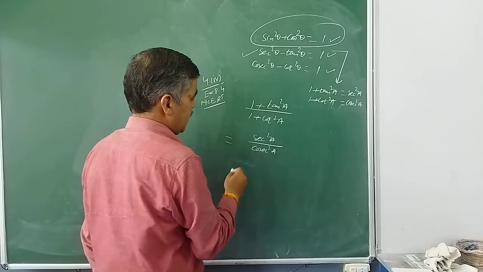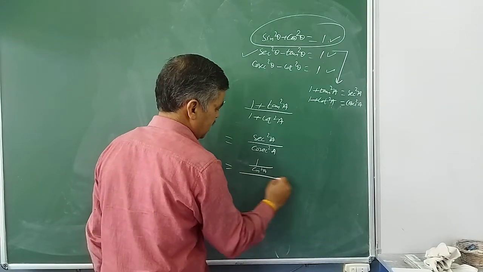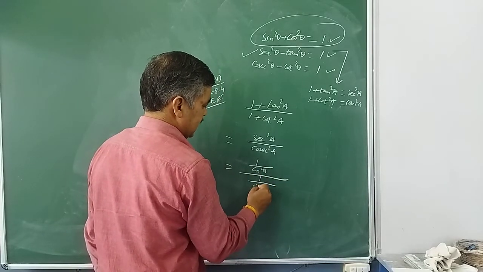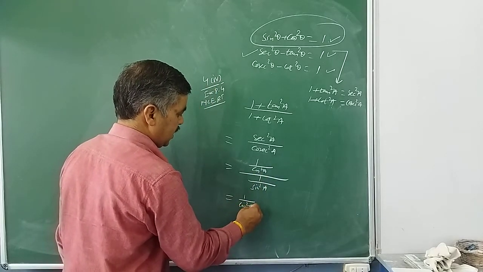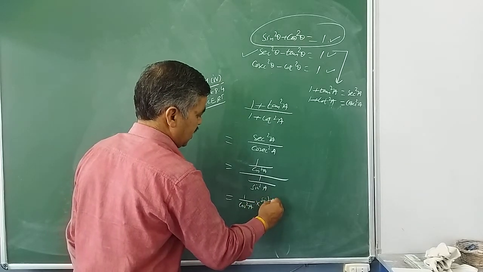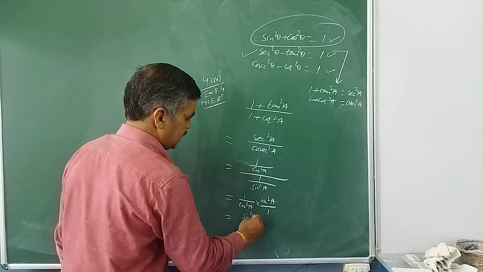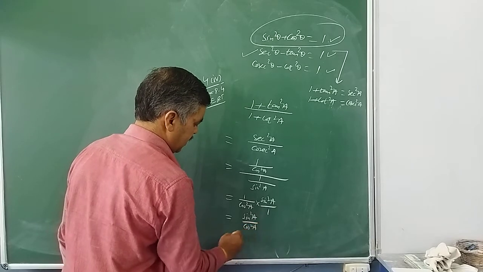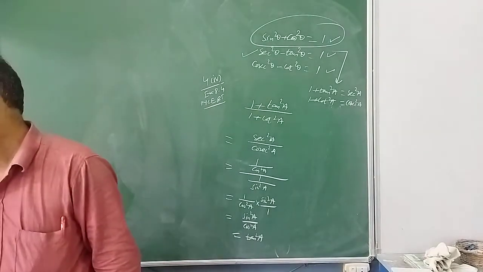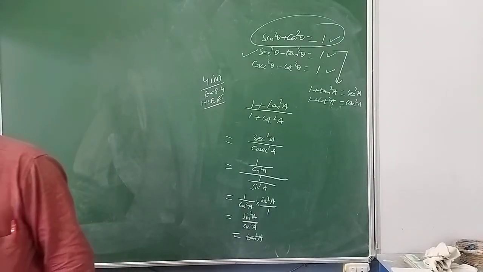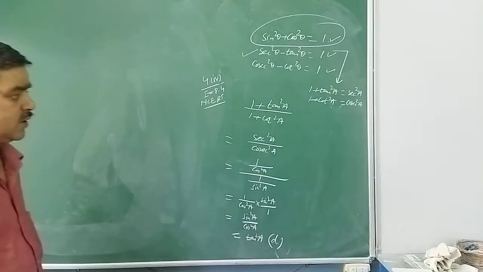And secant I know is the reciprocal of cos, so 1 upon cos square A upon 1 upon sin square A. So finally you will be reaching where? 1 upon cos square A into sin square A upon 1. So this is sin square A upon cos square A, which is equal to tangent square A. So tangent square A is one of the options given to you, and that is at D. So option D is the correct option for this.